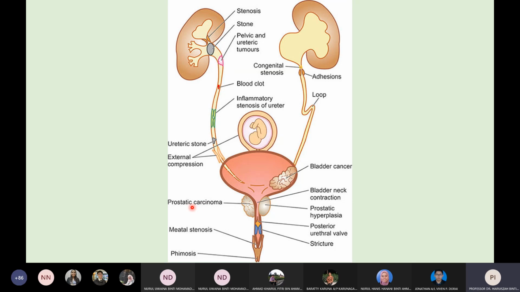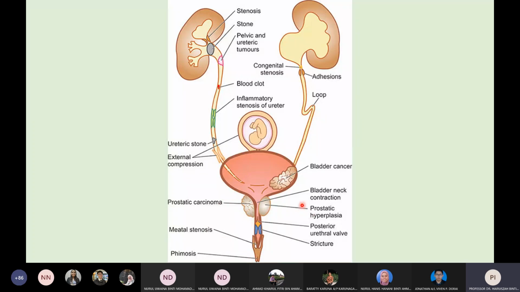Less common is prostatic carcinoma. Benign prostatic hyperplasia is the more common clinical scenario. Okay, lower down, these are the congenital lesions in children: posterior urethral valve, stenosis, or stricture, meatal stenosis, phimosis, right?